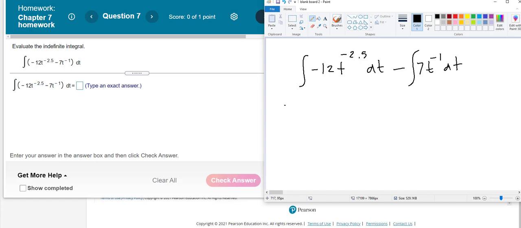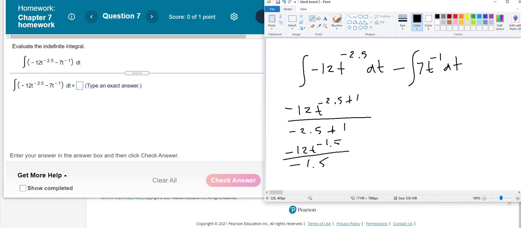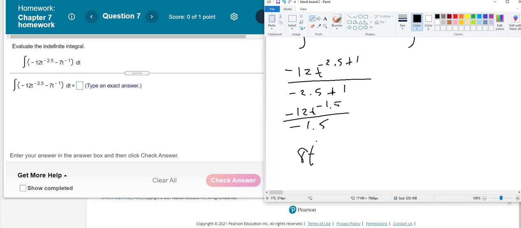The first one I can use the power rule on. So remember, we're doing the opposite of what we would do if we were taking the derivative. When you take the derivative, you multiply by the power and you take 1 from the power. Well, here we're going to add 1 to the power, and instead of multiplying by it, we're going to divide by whatever that power is. So that's going to give me negative 12t to the negative 1.5 divided by negative 1.5. So I'm going to go ahead and do my division. Negative 12 divided by 1.5 is 8. So this is 8t to the negative 1.5. Now I'm also going to remember my plus c down here.